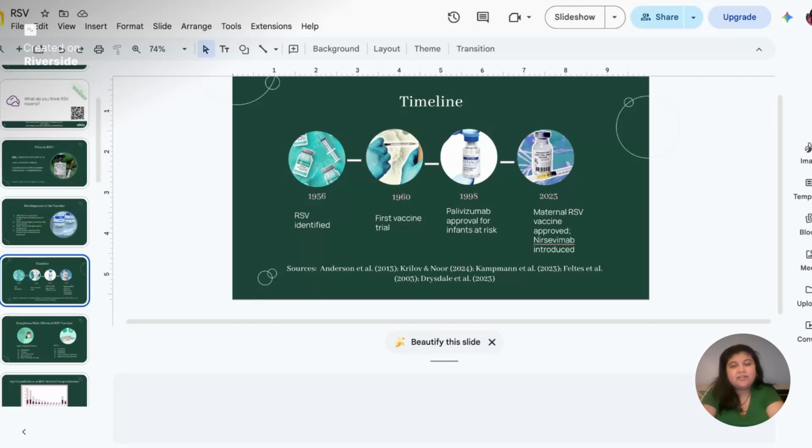As I mentioned in my timeline, in 1956, RSV was identified. Then the first vaccine trial was in 1960. In 1998, pelareorep was approved for infants at risk. And then in 2023, maternal RSV vaccines were approved. Nirsevimab was introduced.